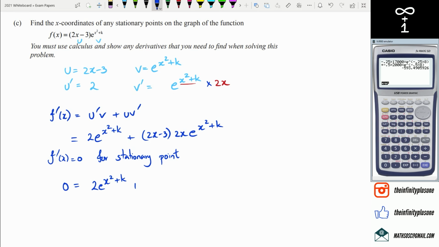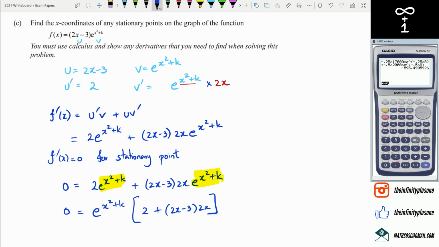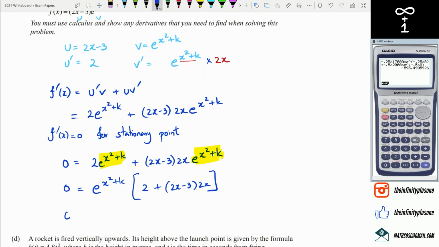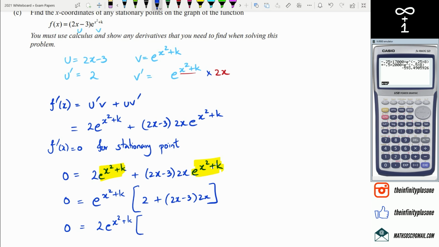So, all right, what am I going to do? I need to figure out a way to get a common factor out and see if I can get to some sort of solution. I can see straight away that e to the x squared plus k and e to the x squared plus k is a common factor, so I'm going to take that out. What I'm going to end up with is 2 plus (2x minus 3) multiplied by 2x. I guess I could have taken that 2 out as well as a common factor, which I probably should. So I'm going to get 2e to the x squared plus k, bracket, what do we got? 1 plus (2x minus 3) multiplied by x.